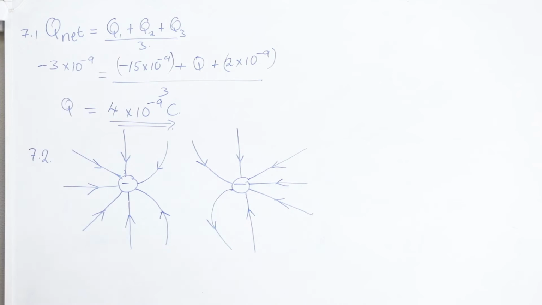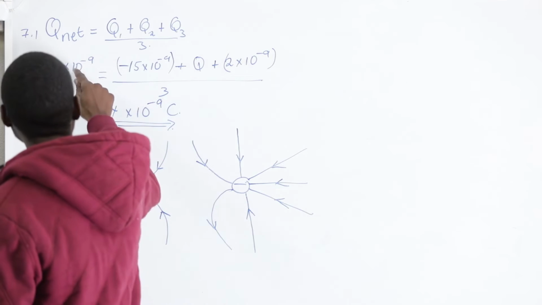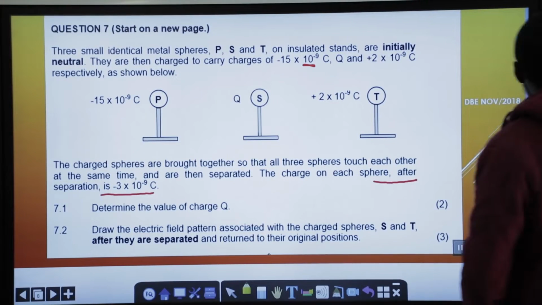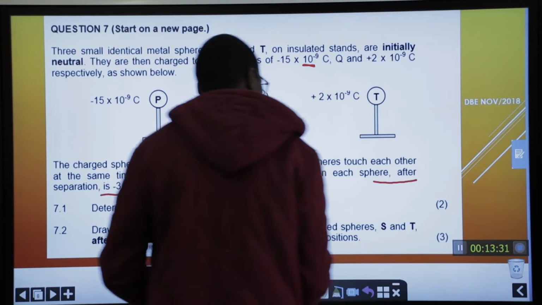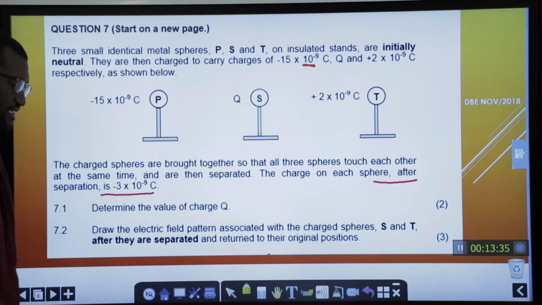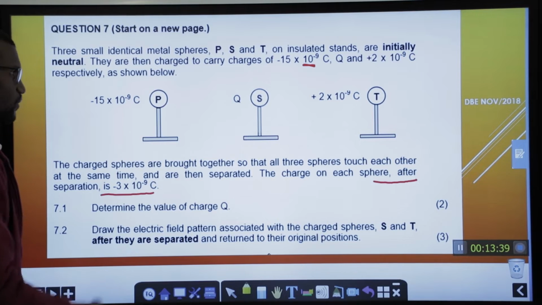That's showing repulsion. Why repulsion? Because S is going to be negative 3 times 10 to the power negative 9 coulombs, and T is going to be negative 3 times 10 to the power negative 9 coulombs, and they are both negative.